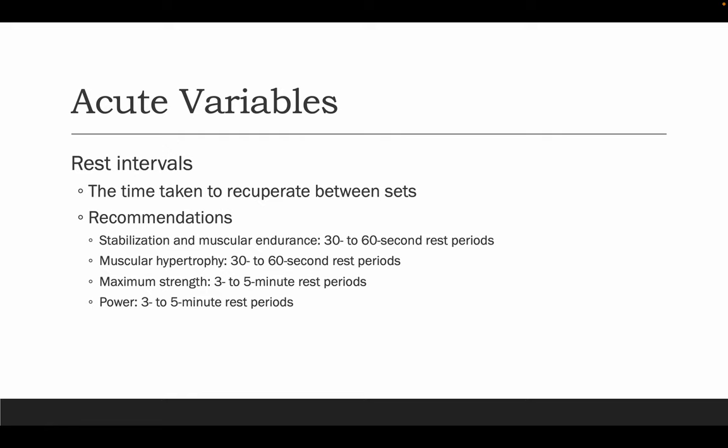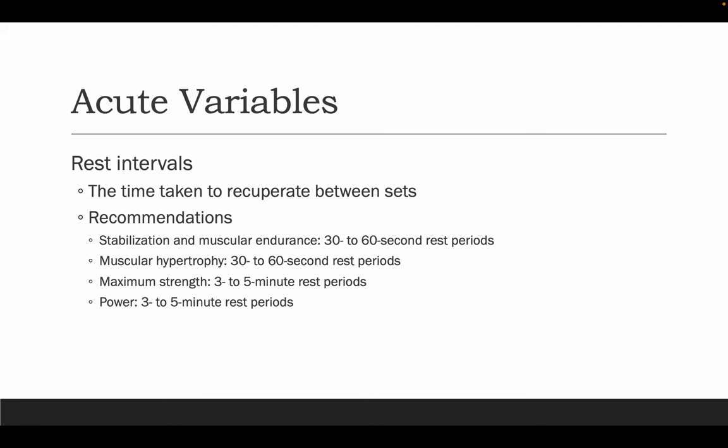Rest intervals are going to vary depending upon what you're doing. If you notice, maximal strength and power are looking at 3 to 5 minutes. That is to avoid excessive muscular fatigue, but also to make sure that we have complete resynthesis of ATP. That's why it usually is a little bit longer there. Stabilization, muscular endurance, muscle hypertrophy, 30 to 60 seconds or lower, depending upon what you're doing. You might see that stabilization and muscular endurance might say 0 seconds, which means you're just going to go from one to another, almost like in a circuit form.